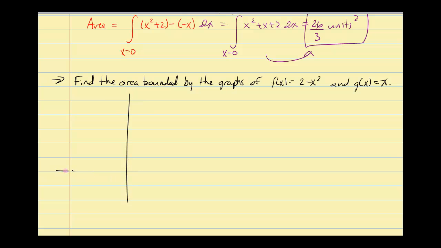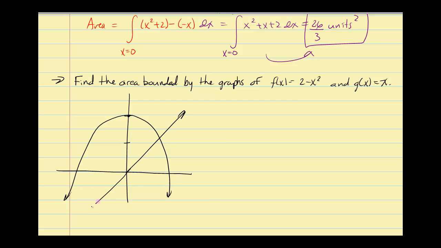So we have a parabola opening down. We'll put that at 2. And then we have this line bisecting first and third quadrants. So these graphs do intersect. And I'm looking for this area right here.